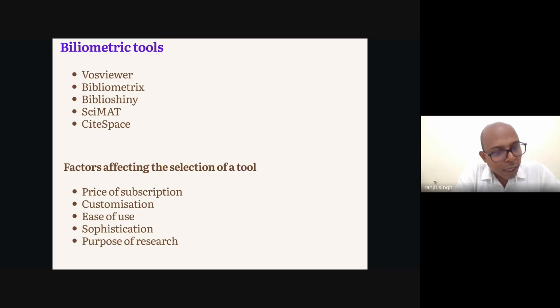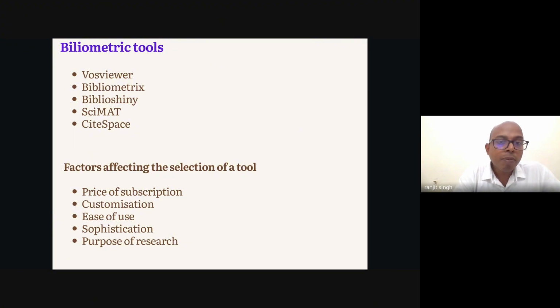Because VOSviewer is easy, but the problem is VOSviewer doesn't provide customization. It has limited customization, and VOSviewer reads only CSV files. So it depends, because in the list of the tools, some of the tools are subscription based, and if it is subscription based, you have to pay a fee. And most of the institutions in India may not offer you to buy this subscription.